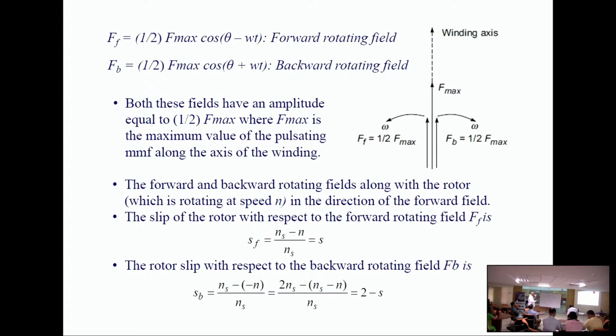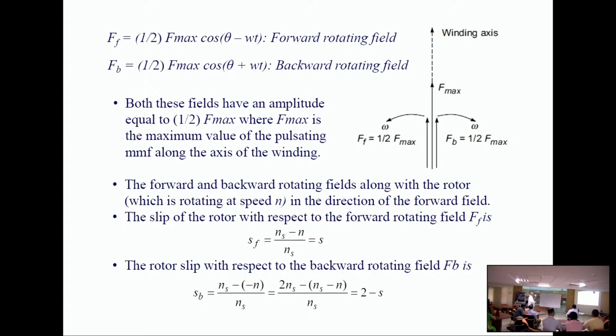Out of these two vectors, one is known as the forward rotating field and the second one is the backward rotating field. When a single phase motor is first started, it is not producing any rotating field as such, but one field is rotating in the forward direction and one is rotating in the backward direction. Both are at the synchronous speed. Now there will be induced EMF due to the forward field, induced EMF due to the backward field, rotor current due to the forward field and rotor current due to the backward field. Both these fields have an amplitude equal to half the maximum value.